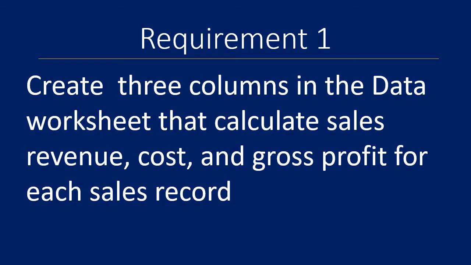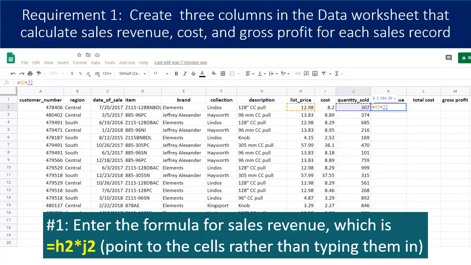Requirement 1 asks you to create 3 columns in the data worksheet that calculate sales revenue, cost, and gross profit for each sales record. For the first step in the first requirement, go to cell K2 in the data worksheet, which is the cell under the column heading Sales Revenue. Enter the formula for sales revenue, which is equal H2 times J2. Point to the cells rather than typing them in to reduce the risk of typographical errors.